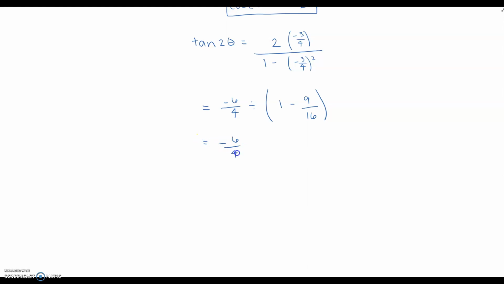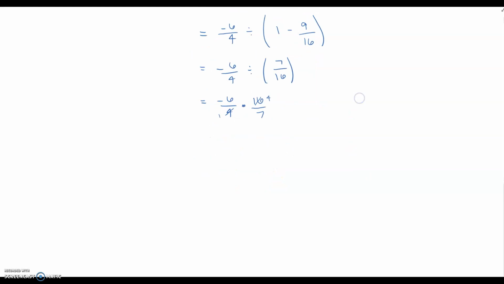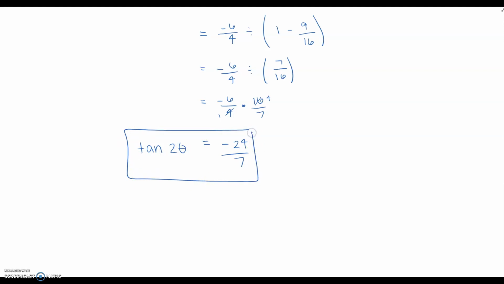So then I'm going to rewrite this. So 16 over 16, 16 minus 9. So this is going to be 7 over 16 when I combine. And then it's just -6/4 times 16/7, because you flip and multiply. I'm going to simplify as I go. So then this is going to be -24/7. And we are done. And yeah, I know, it's a bit of work. So you guys try the next problem.